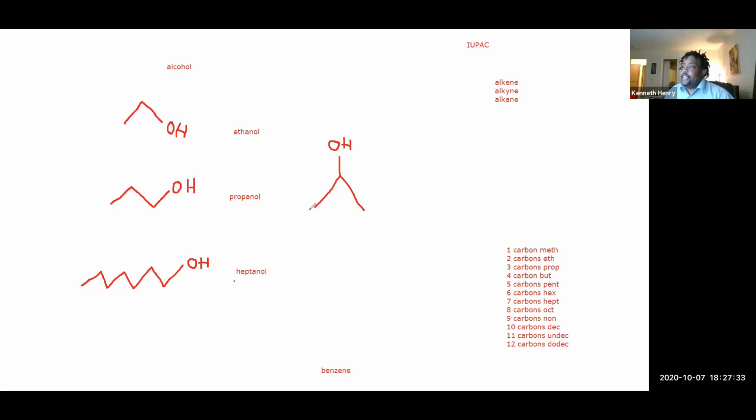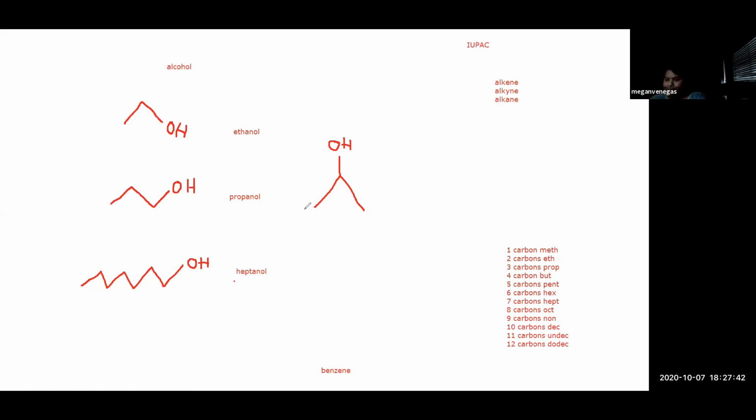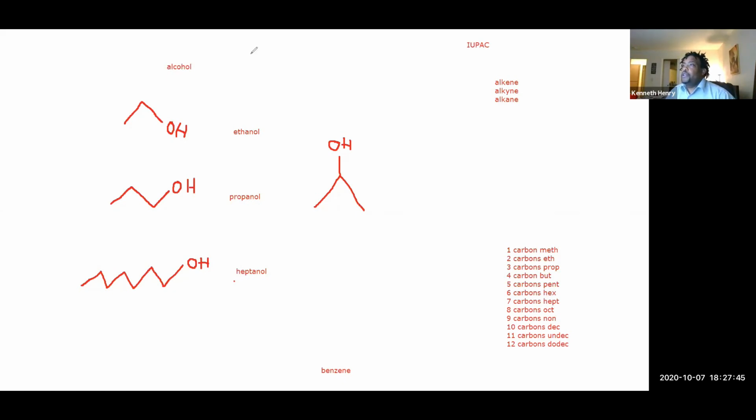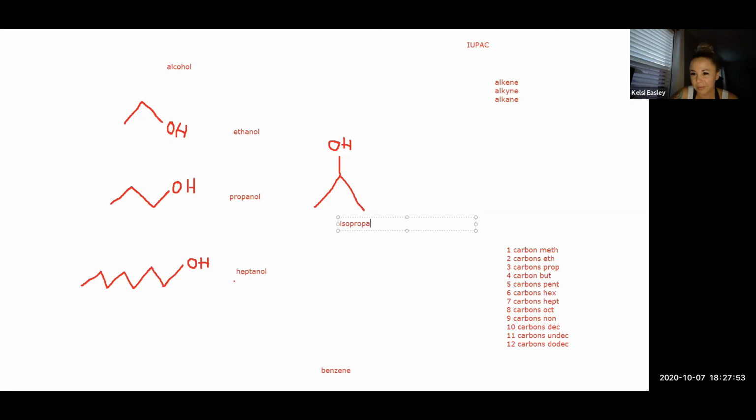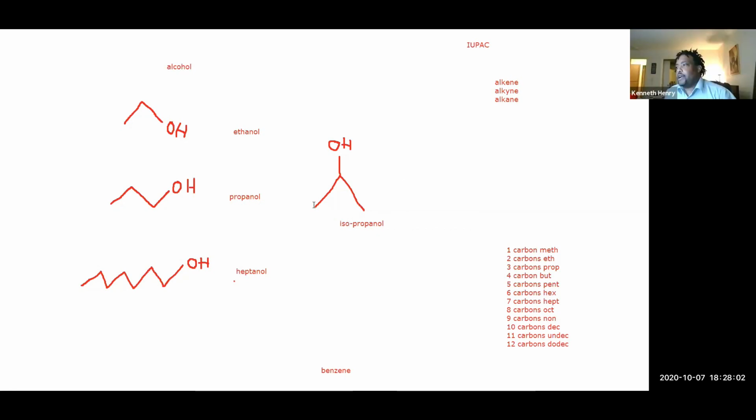Okay, so this guy here, the longest carbon chain is how many carbons? 3. So it's propanol, right? But the common name is called iso. How was it 3? Because it has 3 carbons, 1, 2, 3. We call it propanol, but it's called iso because you have even sides on both sides. Isopropanol. Do you guys know what you use isopropanol for?